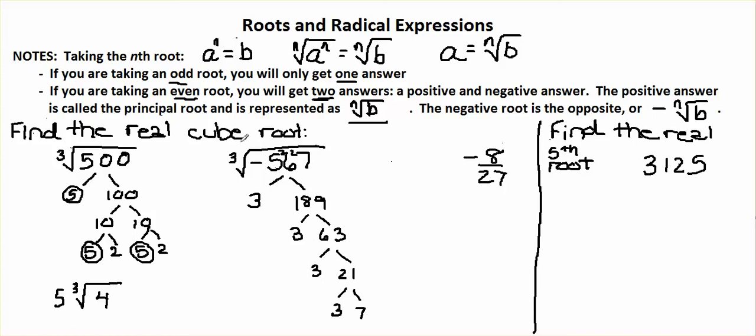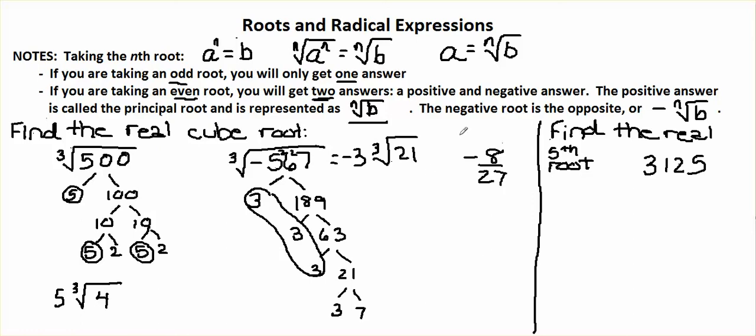We are looking for groups of 3, so we have 3 3s. I'm going to circle them. I will pull one of those 3s out, but now I have 2 numbers left at the bottom, and they do not belong to a group of 3, so they have to remain under our cube root as 21. So the answer to this is 3 cube root of 21, but because we were taking a cube root of a negative number, our answer will be negative.